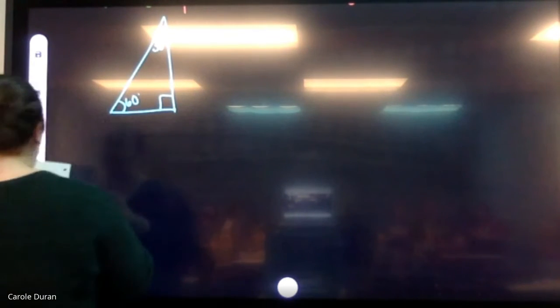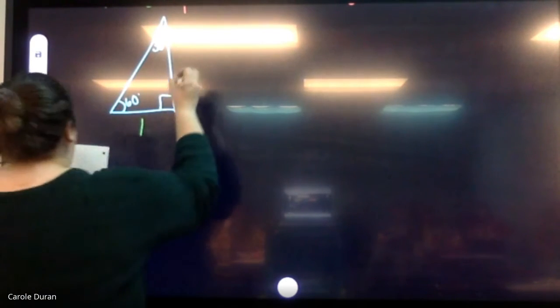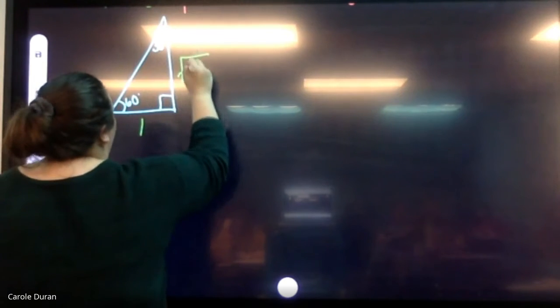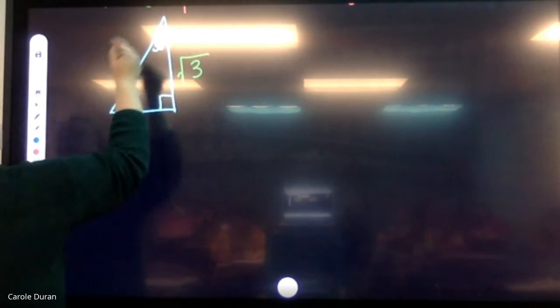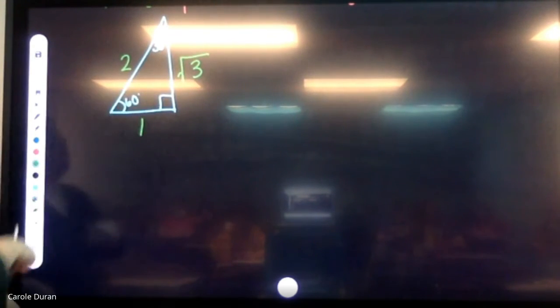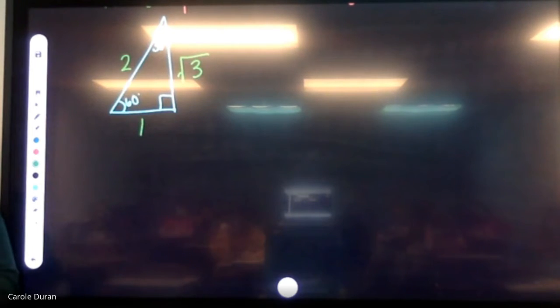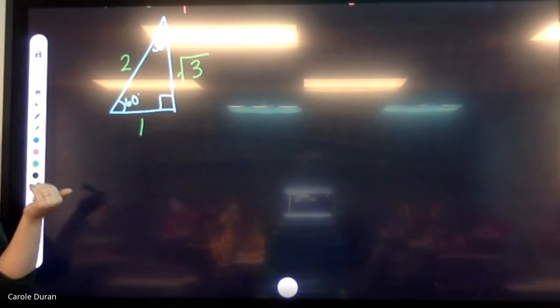So the side relationship on a 30, 60, 90-degree triangle is that, assuming my shorter leg is 1, my longer leg is the square root of 3 times that side, and my hypotenuse is 2 times that side. So our side measures on a 30, 60, 90-degree triangle, assuming our short leg is 1, are 1, root 3, and 2.